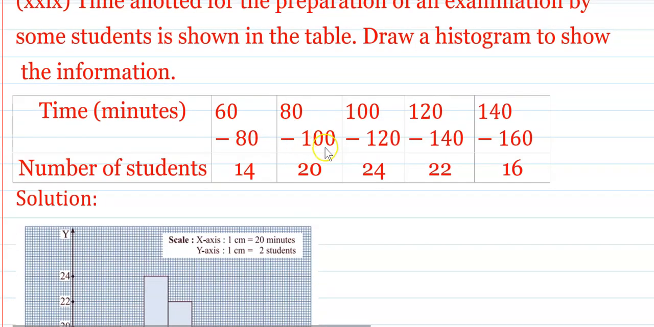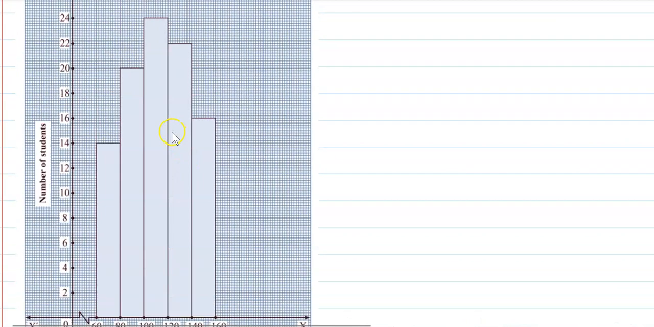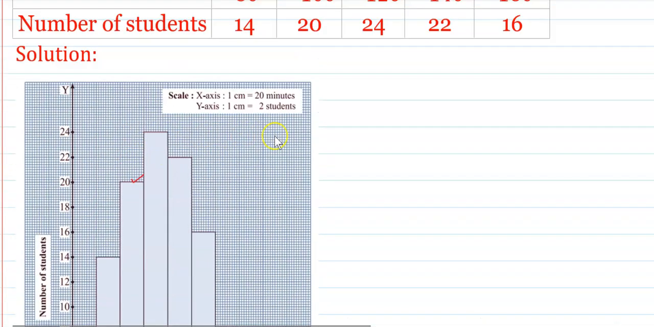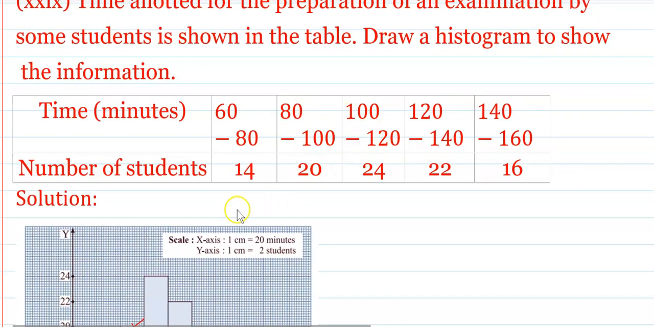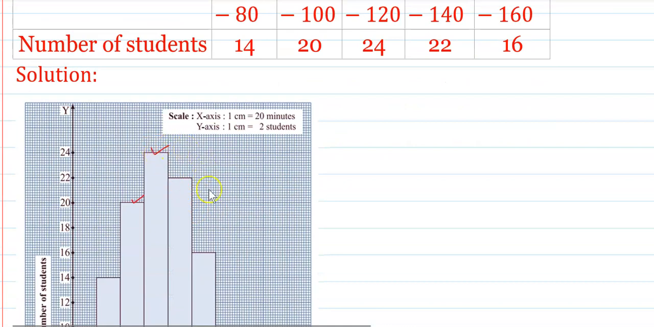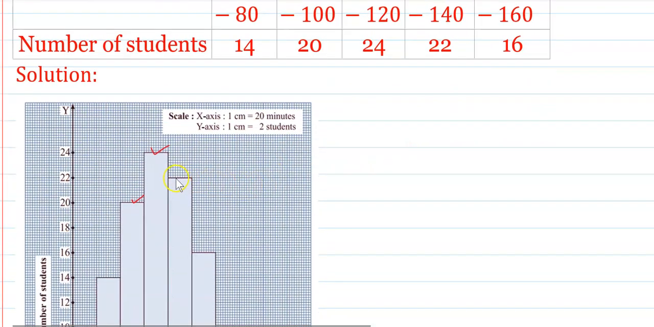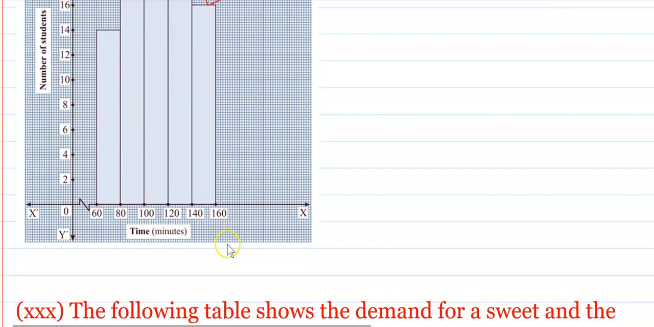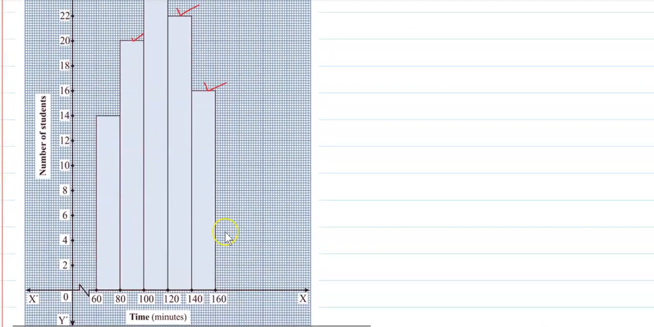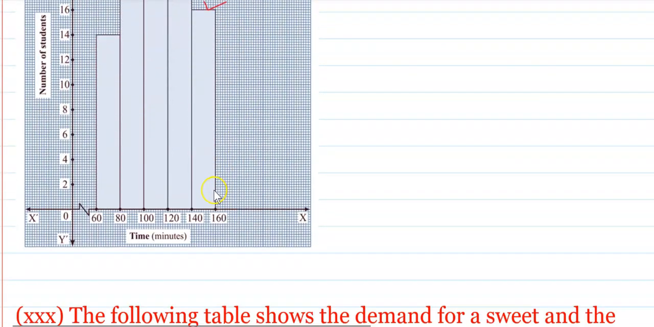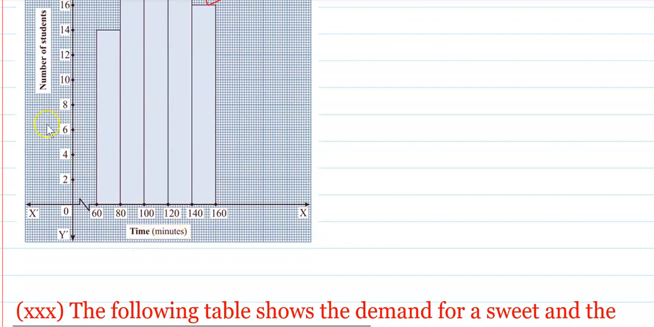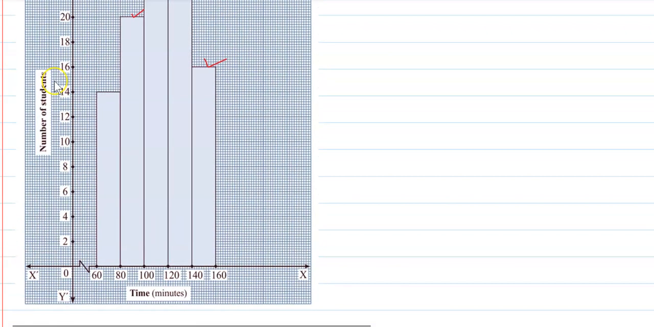Next, 80 to 100, 20 students. 100 to 120, then you will get 24 students. 120 to 140, 22 students, and 140 to 160, 16 students. And in this way you can draw this histogram. Take the scale: on the x-axis time in minutes, on the y-axis number of students.